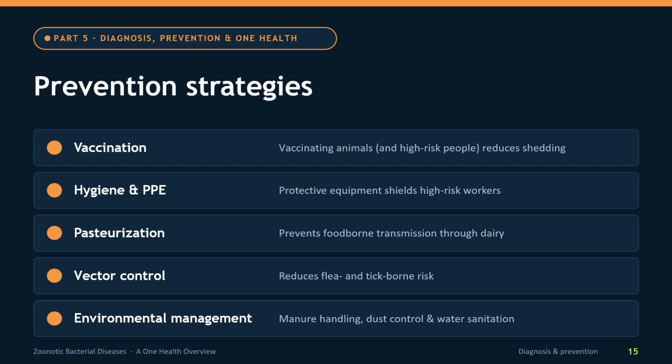Prevention is multi-layered. Vaccinating animals reduces shedding. PPE protects high-risk workers. Pasteurization prevents foodborne transmission. Vector control reduces flea and tick-borne risks. Environmental management, manure handling, dust control, and water sanitation is essential.